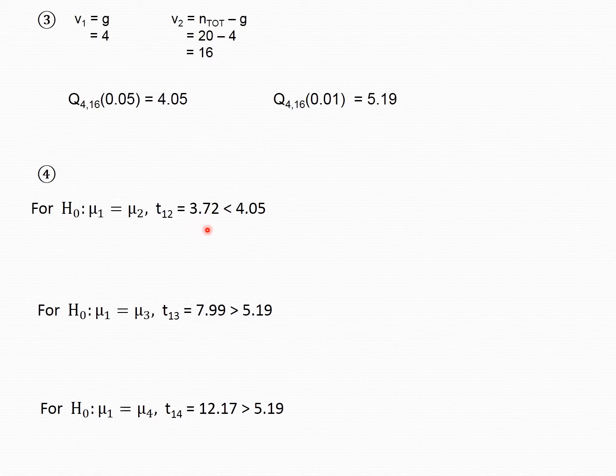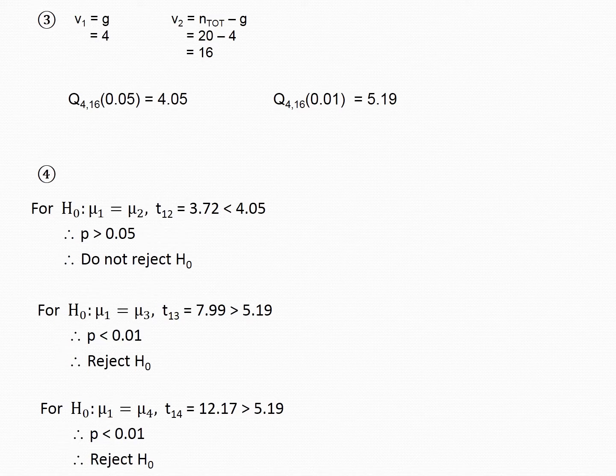Now, if we do the comparisons in step 4 to estimate our p-values, you will see that the test statistic you calculated for group 1 and 2 was 3.72, and that will be less than 4.05, the value from the 0.05 Q table. So that means that our p-value will be greater than 0.05. So we do not reject the null hypothesis. If you look at the next comparison for group 1 and 3, that test statistic was 7.99, which is more than the value from the 0.01 Q table. So that means that our p-value will be less than 0.01, so we can reject the null hypothesis. And then if you compare group 1 and 4, that test statistic was 12.12, which will be greater than the Q critical value from the 0.01 table. So our p-value will be less than 0.01, so we can reject the null hypothesis.